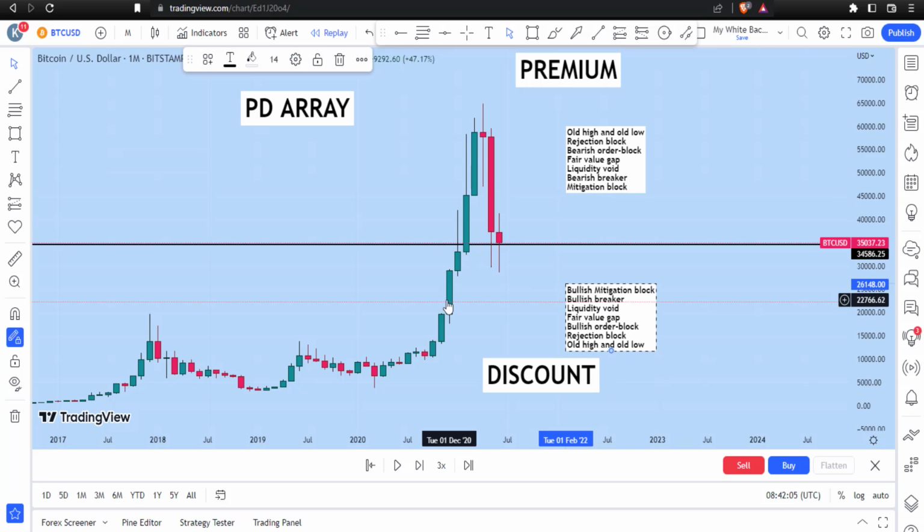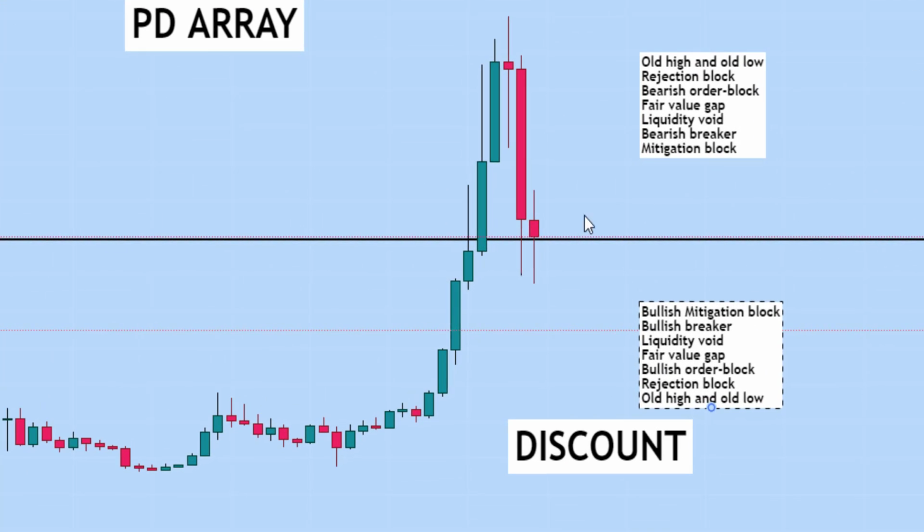Do we have a mitigation block? No. Do we have a bullish breaker? We don't have. Do we have a liquidity void? Yes, we have a liquidity void, and then we are seeing price trying to fill it up. It is simply an imbalance. Price is filling it up. The next one is, do we have a fair value gap? Yes, we have a fair value gap. Where is it? This is it.